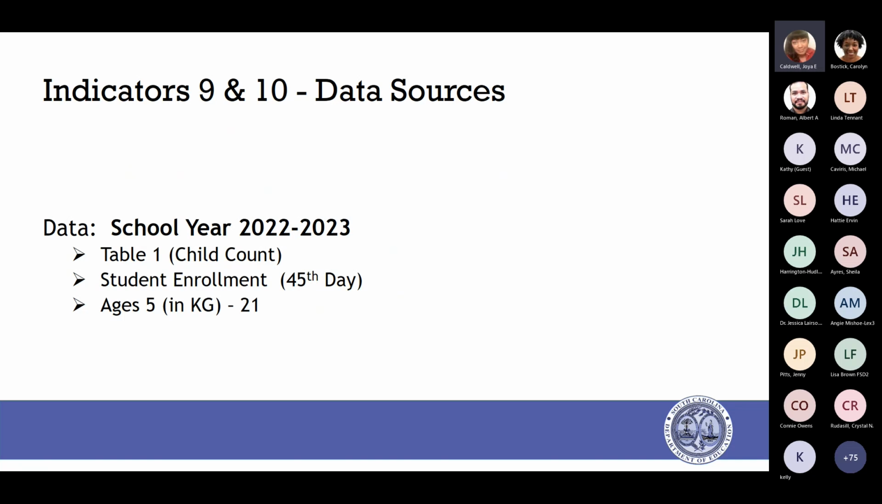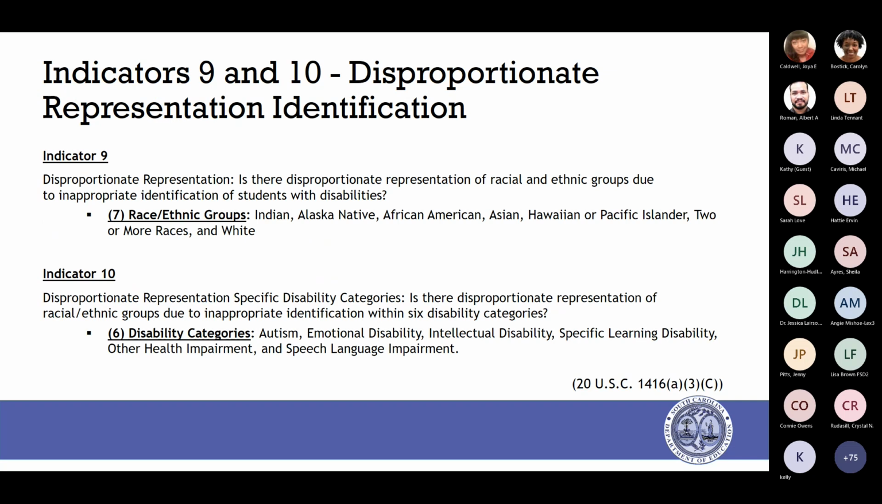The data source for indicators 9 and 10 will be current school year data, 2022 to 2023, from table 1, the child count, student enrollment as of the 45th day, and will only include ages 5 in kindergarten through 21 years of age. Indicator 9 identifies the disproportionality among the 7 races, while indicator 10 will delve into those same groups by each of 6 specific disability categories, being autism, emotional disability, intellectual disability, specific learning, other health impairment, and speech language.